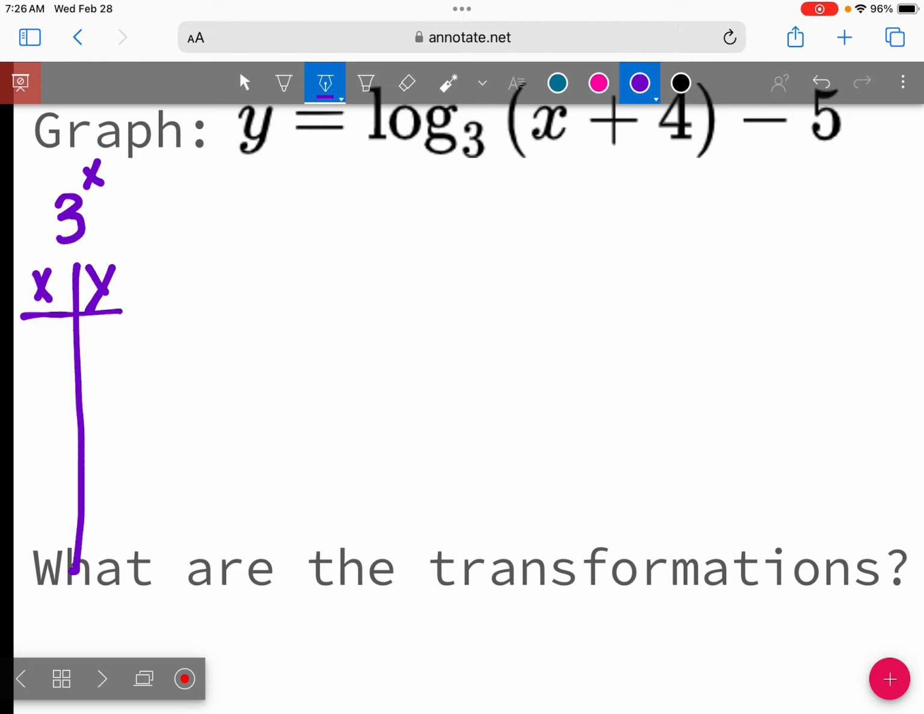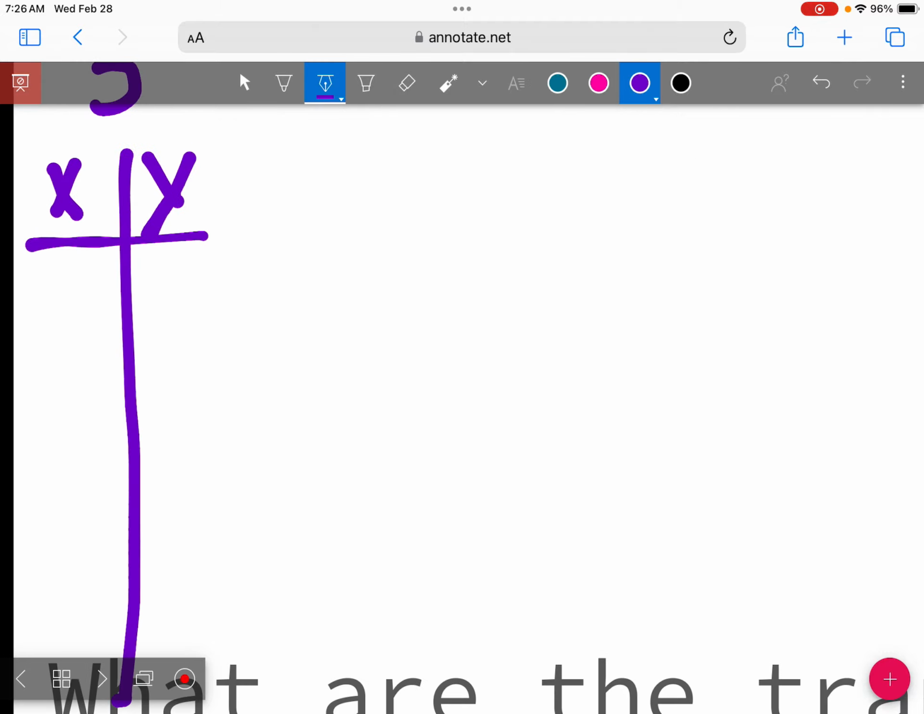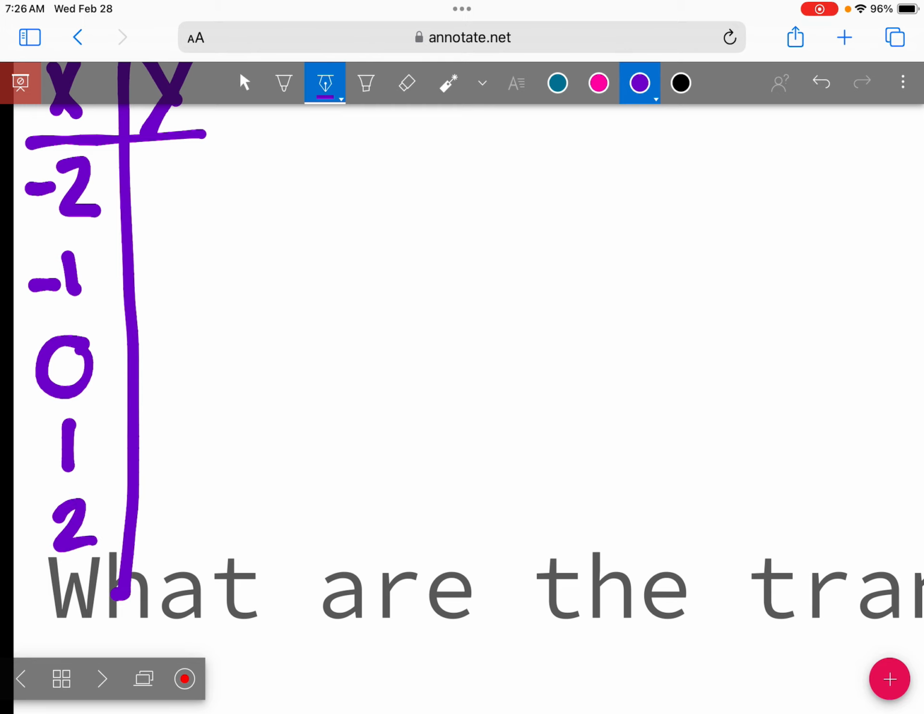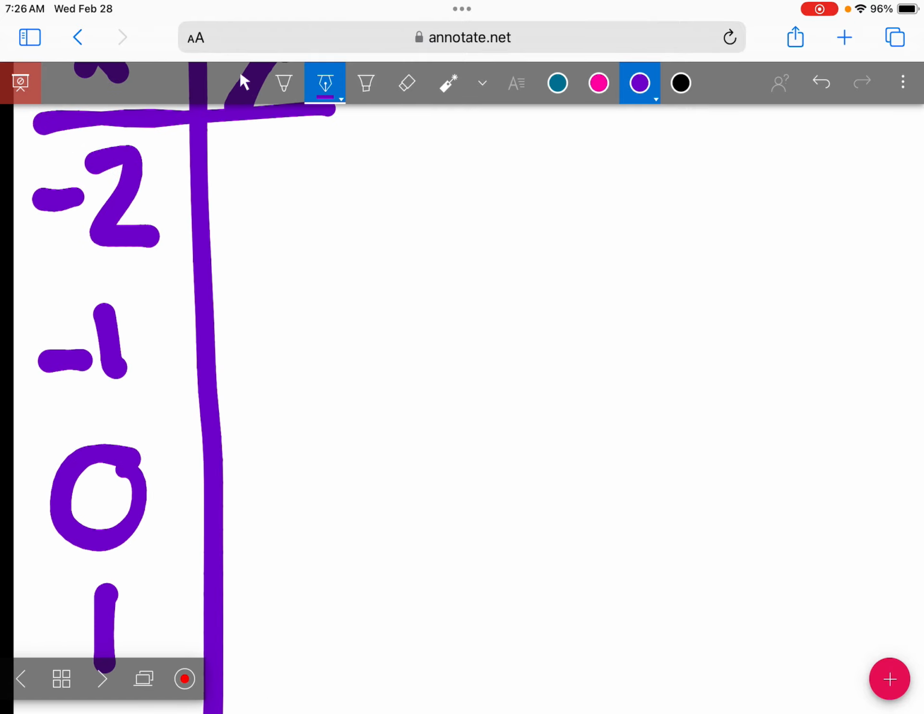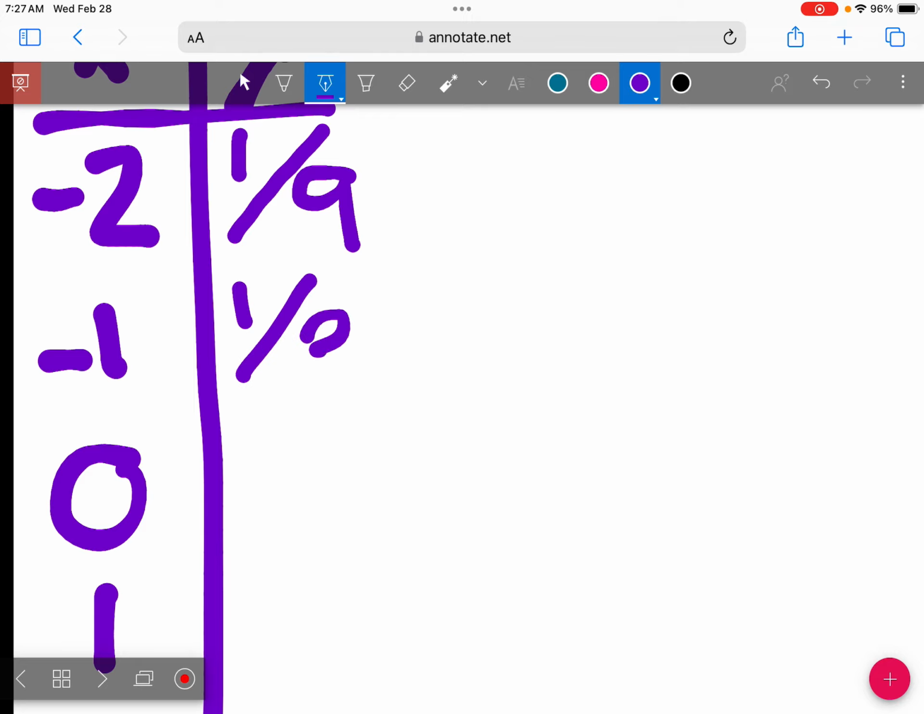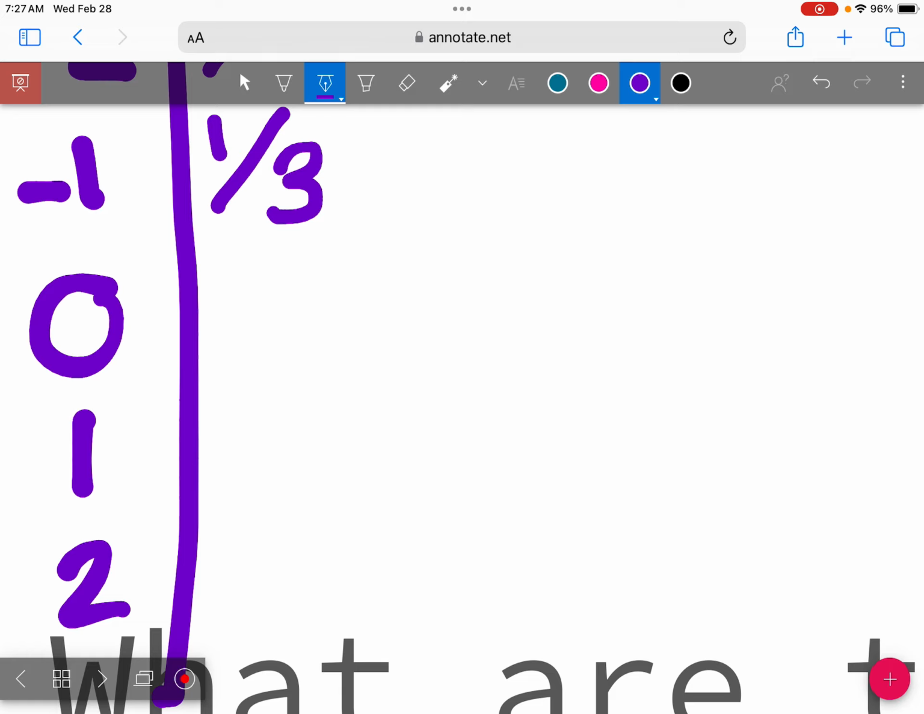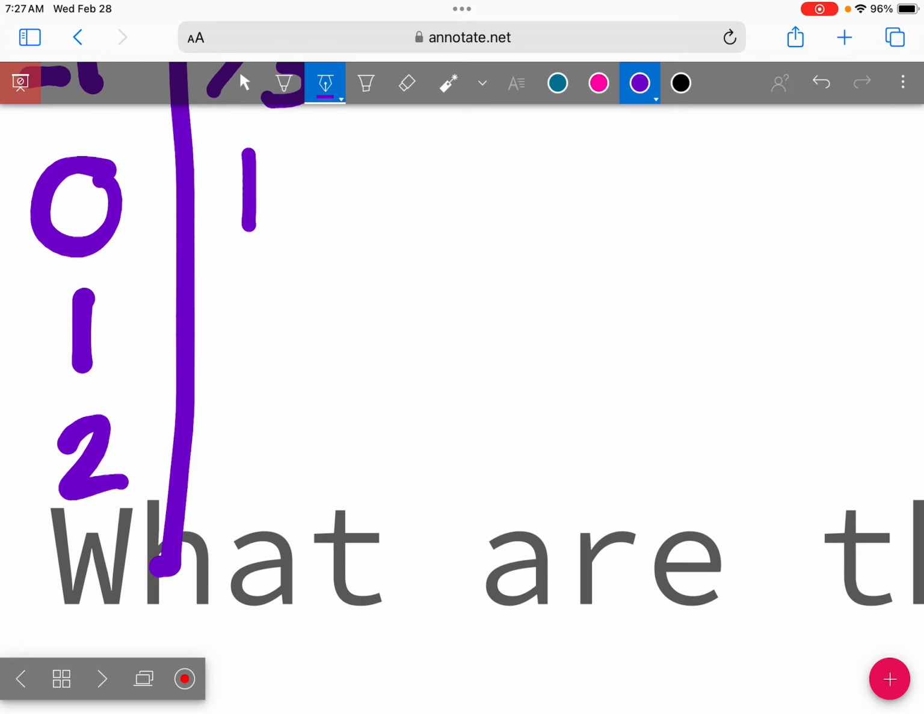That's a y. And I know it's very small. This is where we have our -2, -1, 0, 1, and 2. For our y values, we have to evaluate it. I'm going to make my pen a little skinnier. And we get 3 to the power of -2, which is 1 over 9. 3 to the power of -1 is 1 over 3. 3 to the 0 power is 1. 3 to the first is 3. And 3 squared is 9.